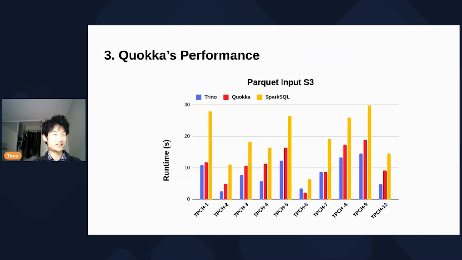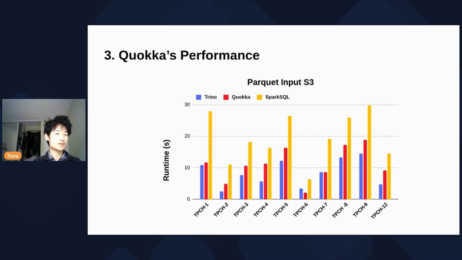A few notes about Quokka's performance. I mostly compared it on some TPC-H queries, which is an industry standard SQL benchmark, using Parquet file input starting from AWS S3, which is really cheap cloud storage. I compared it to Trino, formerly known as Presto SQL, which is probably the industry standard way of running SQL analytics on cloud storage these days, as well as SparkSQL, which is also a really popular solution.